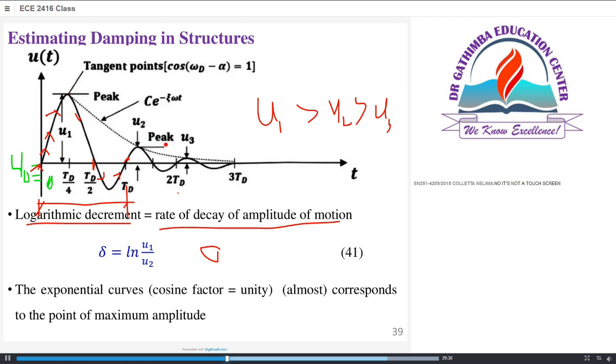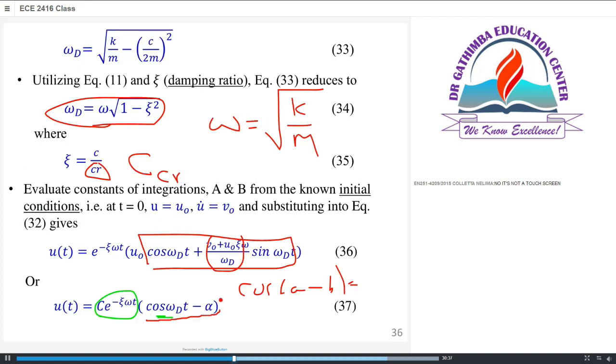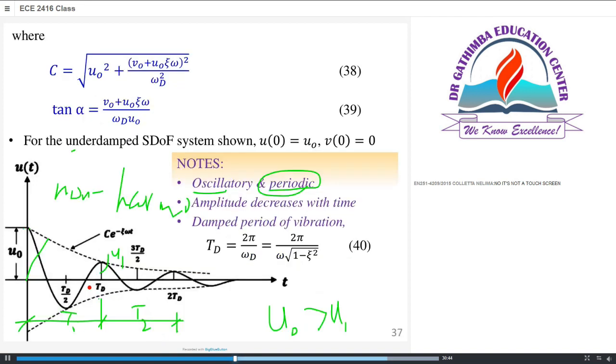This is an exponential curve. Although in practice, if you plot this curve here, so you see our expression at the maximum point, TD over 4, this is usually 90. So when this part is equal to unity, equal to 1, this part collapses. Of course, it becomes 1. Then we are left with this part, and this represents the peak.